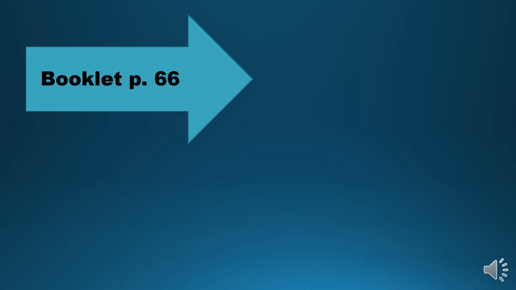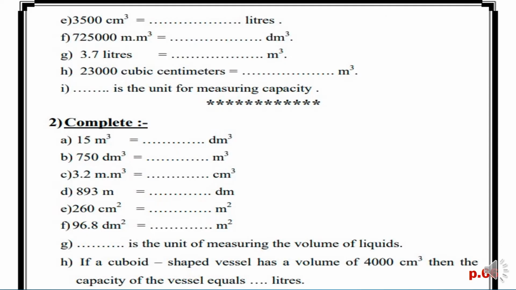Page 66. Letter E. 3,500 centimeter cube equal how many liters? To change from centimeter cube to liter, I will divide by 1000. So I will divide 3,500 by 1000. It's equal to 3.5 liters.